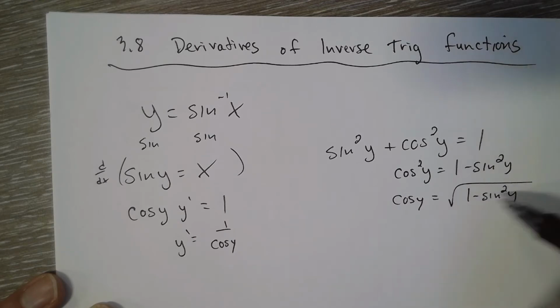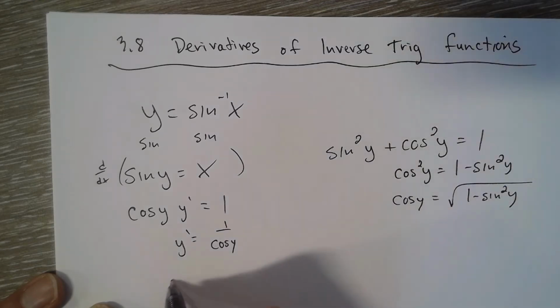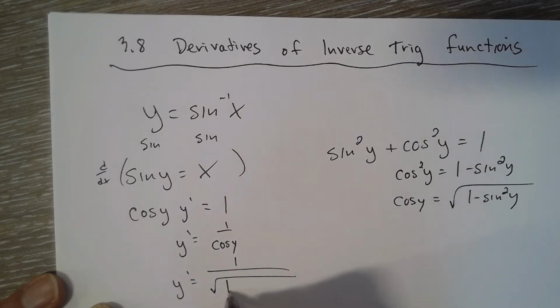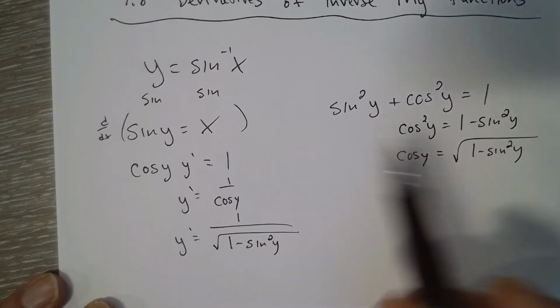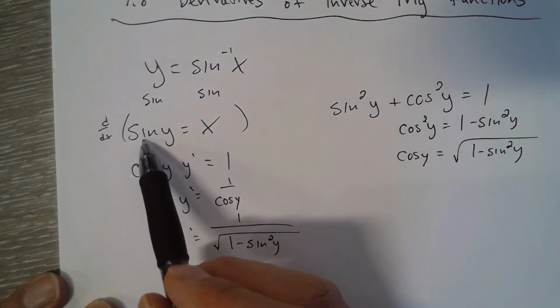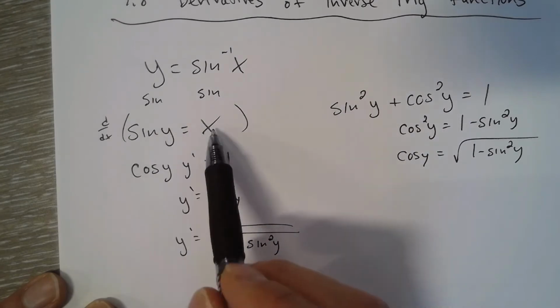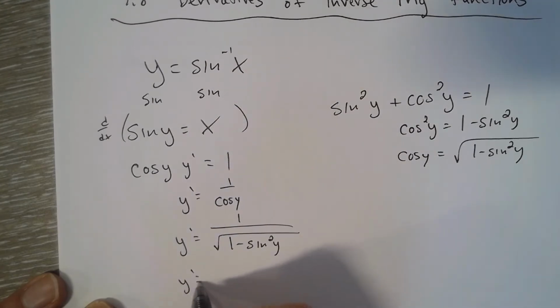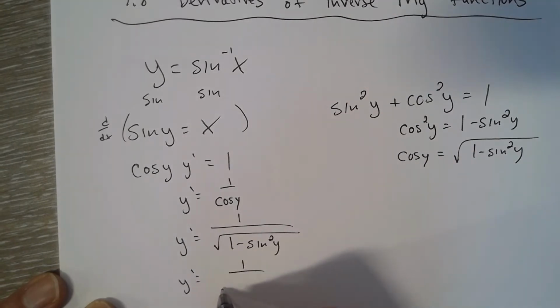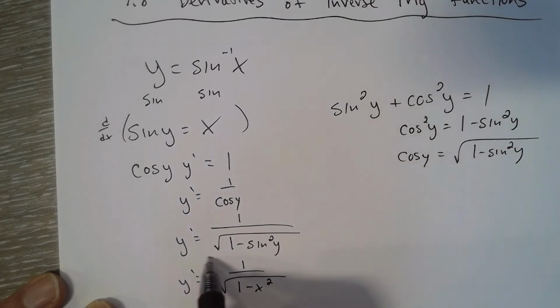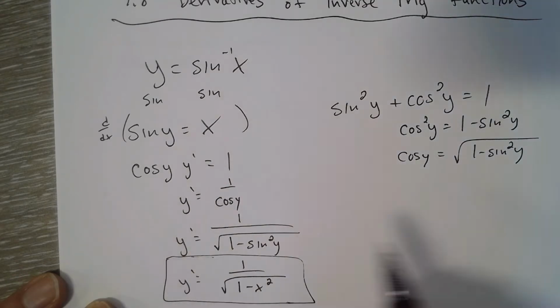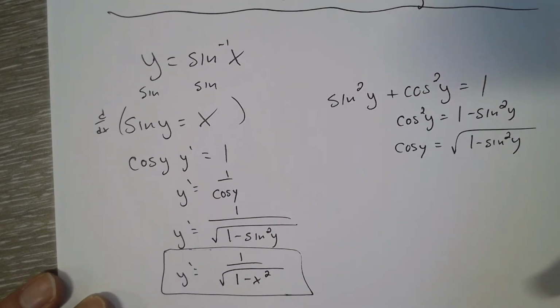Okay, so that's what cosine y is, so we could substitute that. And we know sine y is x. That's how they're related. Sine y is equal to x. So y prime is equal to 1 over the square root of 1 minus x squared. So this is the derivative of inverse sine x.